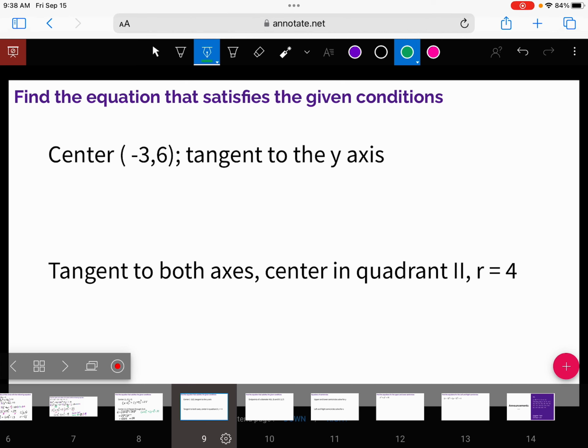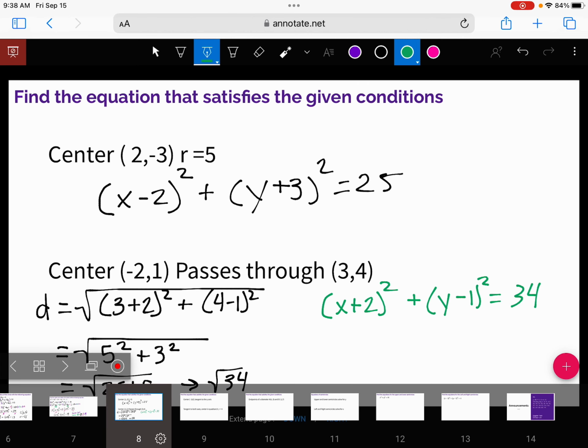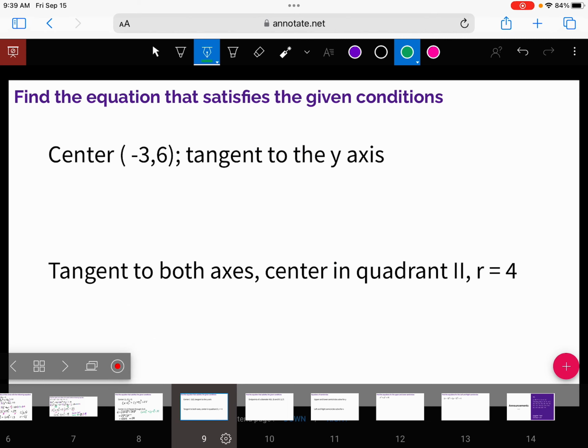Can you give me a second? Yep, going back. Because they're going to give us a word we haven't heard in a while. Tangent. Not the operation tangent, the description tangent. So, if I have a graph and we are looking for something with a center at negative 3, 6, and it is tangent to my y-axis.